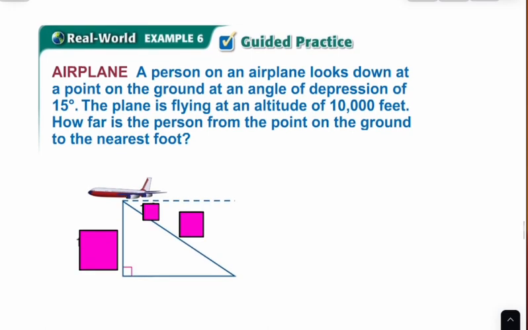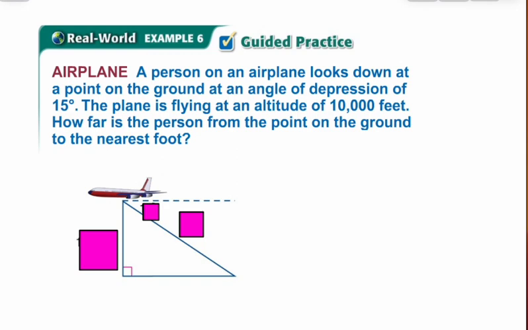This is really about an angle of depression. So let's talk about a real world example, example 6. It says a person on an airplane looks down at a point on the ground at an angle of depression of 15 degrees. The plane is flying at an altitude of 10,000 feet. How far is the person from the point on the ground to the nearest foot?